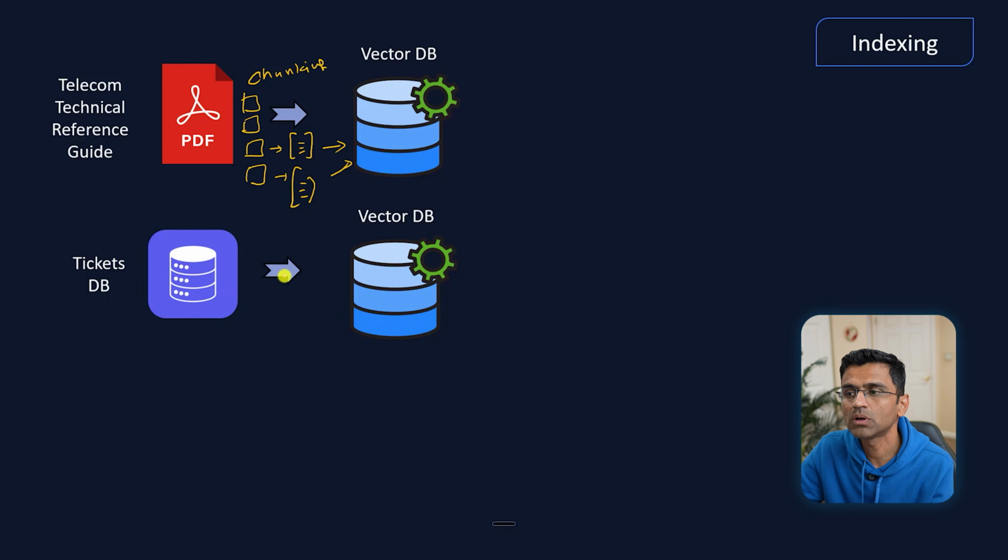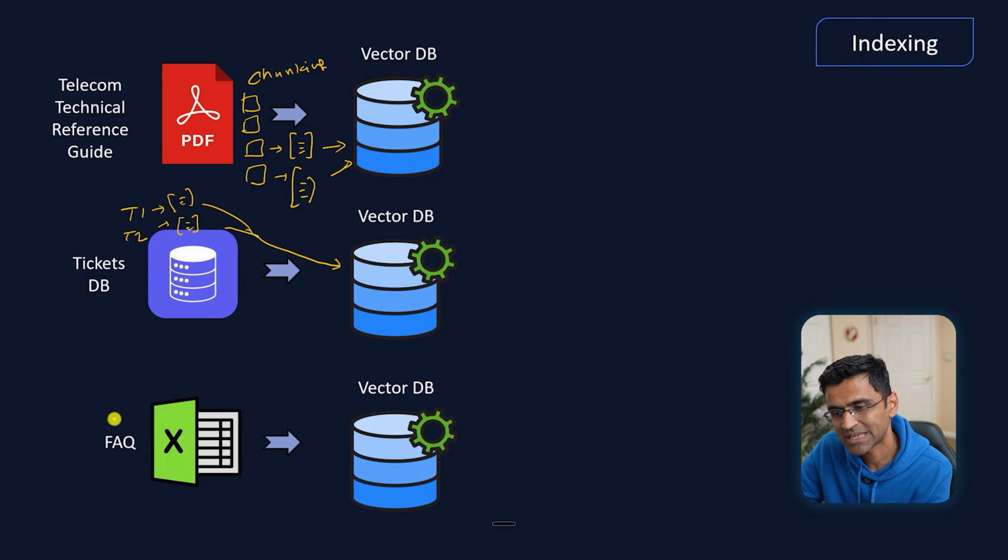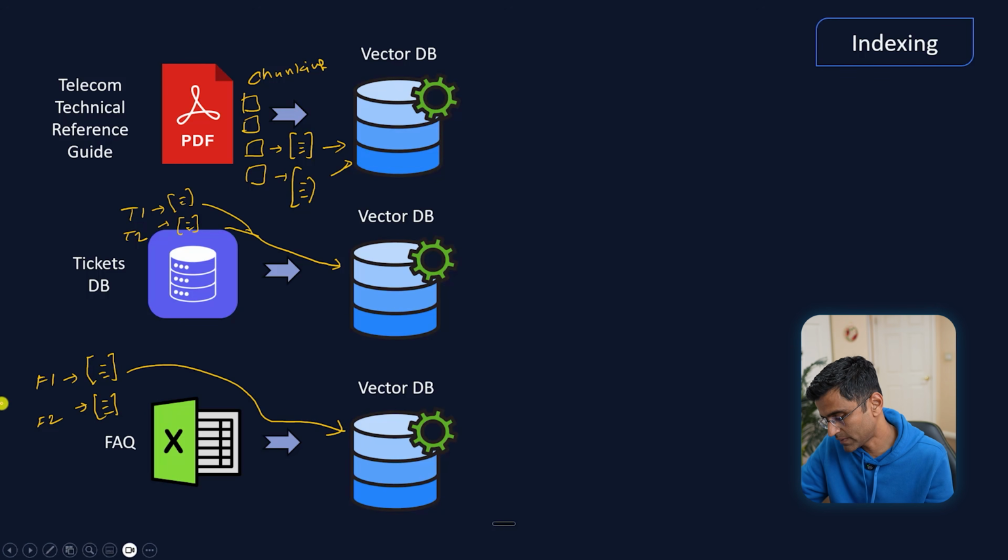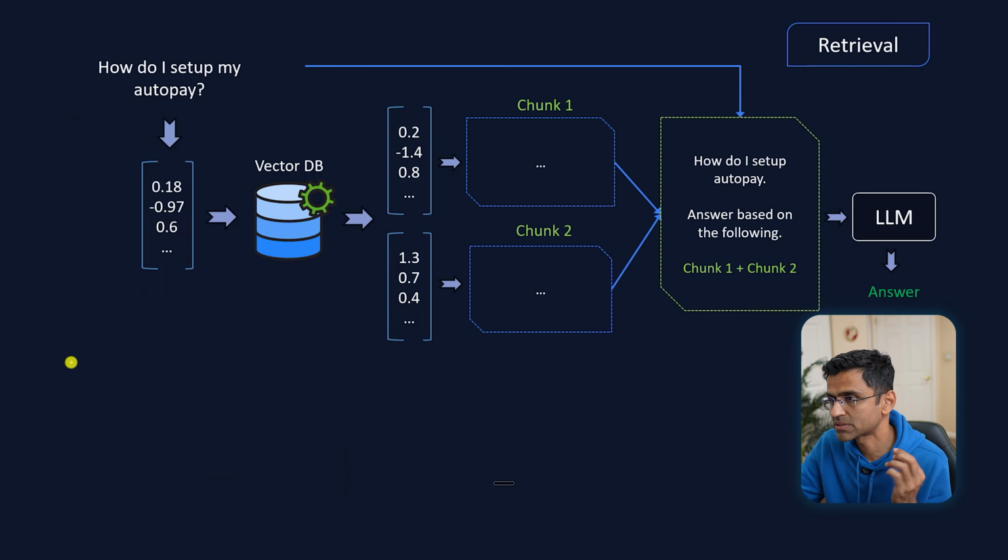And then for tickets, you don't need to do chunking, because each record can be one chunk. It's a small enough size, so we don't need to do chunking, right? So let's say ticket 1 is one chunk, ticket 2 is one chunk. For ticket 1, you generate an embedding, for ticket 2, you generate an embedding, and you store all of that into this vector database. Same thing for FAQ. One FAQ is one chunk, okay? So let's say FAQ1, FAQ2, you use sentence transformers to generate embeddings, and then you store this into a vector database.